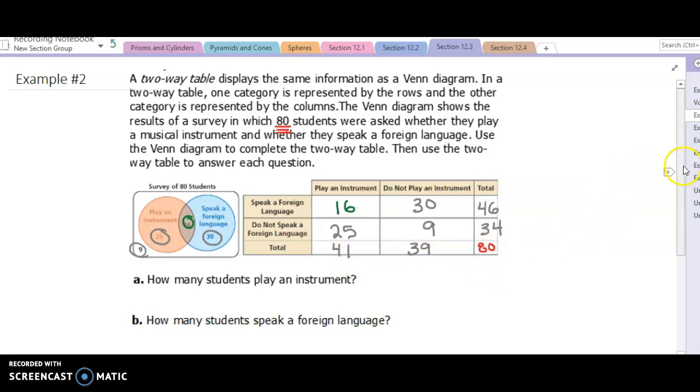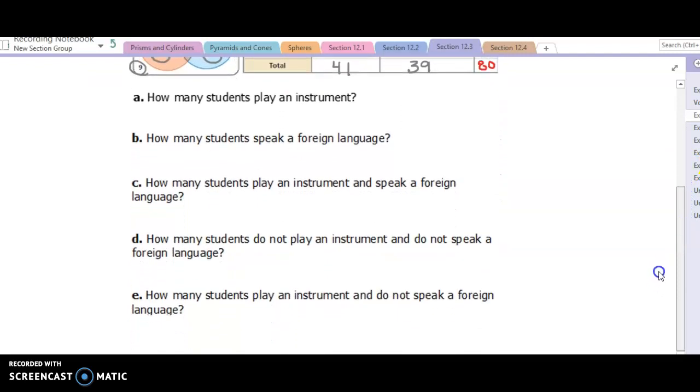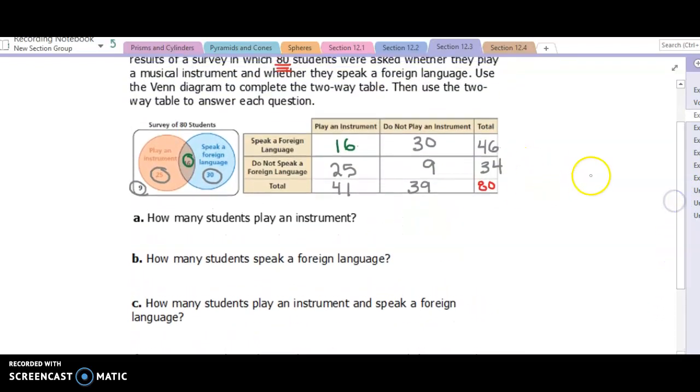All right, so now that we have that, I want you to go ahead and try to do A, B, C, D, E on your own by using this, and then we'll go over the answers to those. All right, so A says how many students play an instrument? Play an instrument is here, so 41 play an instrument. How many speak a foreign language? When we're talking about speaking a foreign language, that's right here. The total that speak a foreign language is over here, and that is 46.